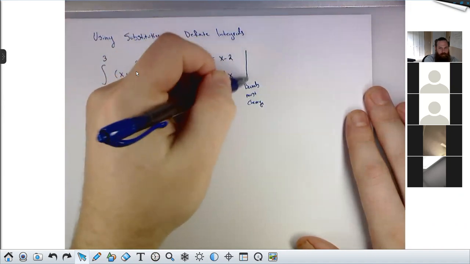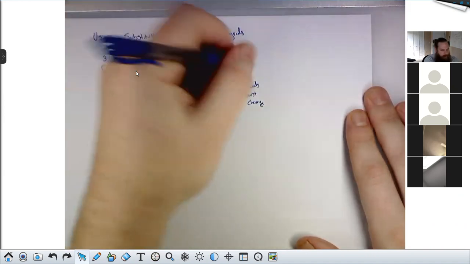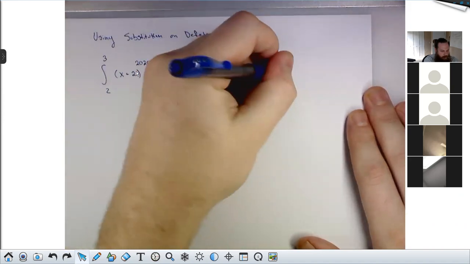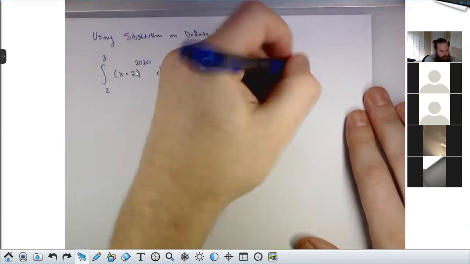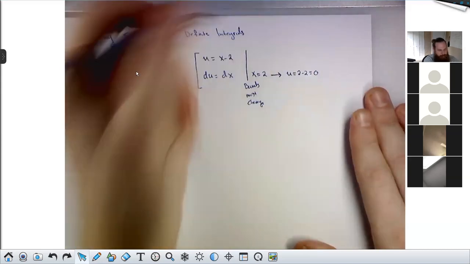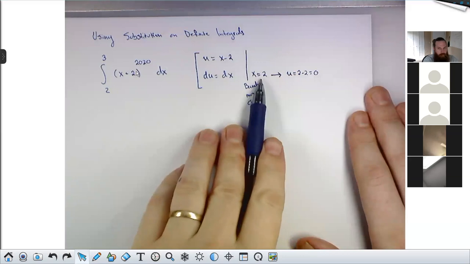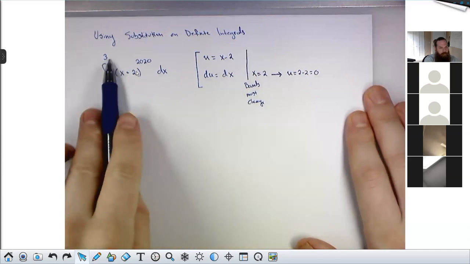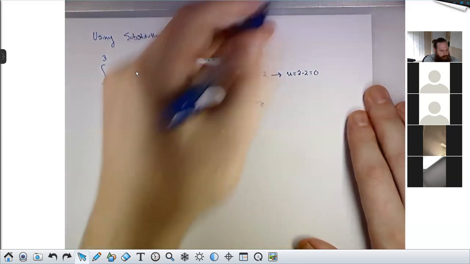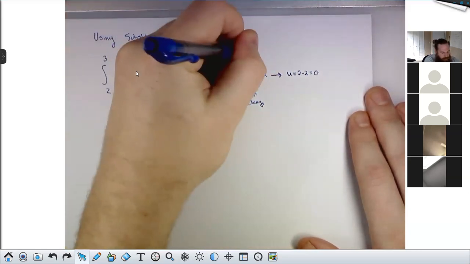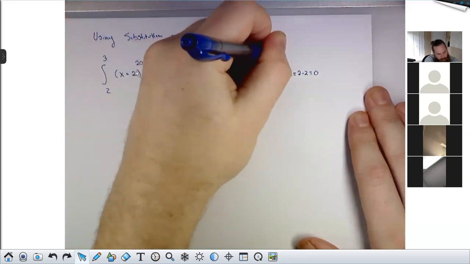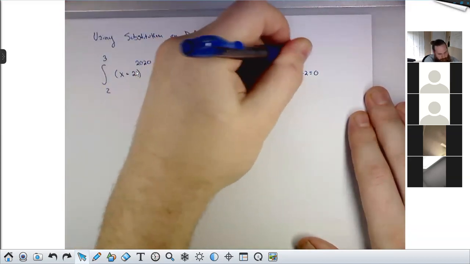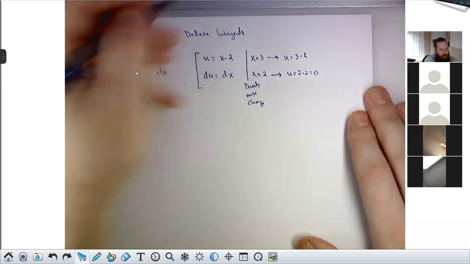And then inside my substitution box to the right of this vertical bar, I say, okay, well, when x is equal to 2, my old lower bound, u is equal to, I just plug the lower bound in here, 2 minus 2, which is 0. So my old lower bound was 2, my new lower bound is 0. My old lower bound was an x value. I'm integrating from x equals 2 to x equals 3. So my new lower bound is a u value, it's 0. And when x is equal to 3, u is equal to 3 minus 2. Again, just plugging the x value in here. 3 minus 2 is 1.